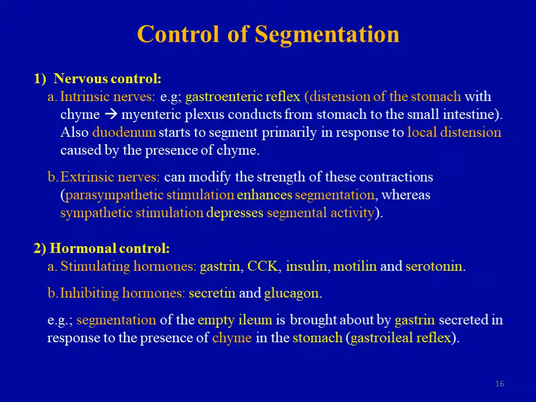Segmentation of the empty ileum is brought about by gastrin secreted in response to the presence of chyme in the stomach, and we call this the gastroileal reflex. So the presence of food or chyme in the stomach will induce segmentation neurally through the intrinsic nerves, as we saw in bullet 1a, and also through gastrin that is released in response to the presence of chyme in the stomach.